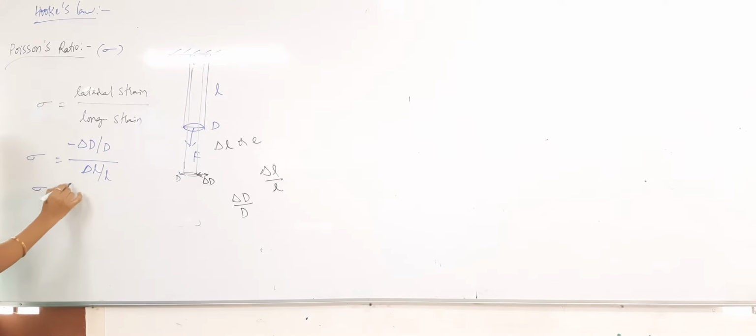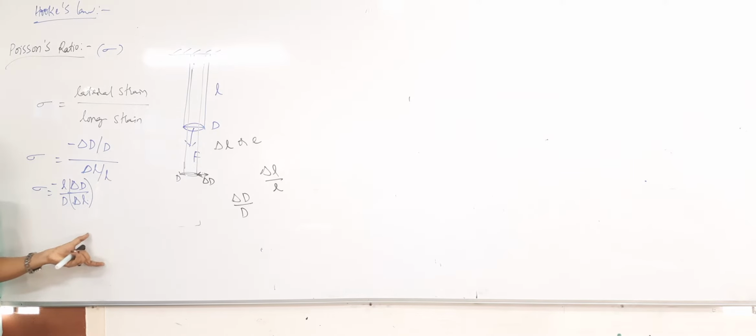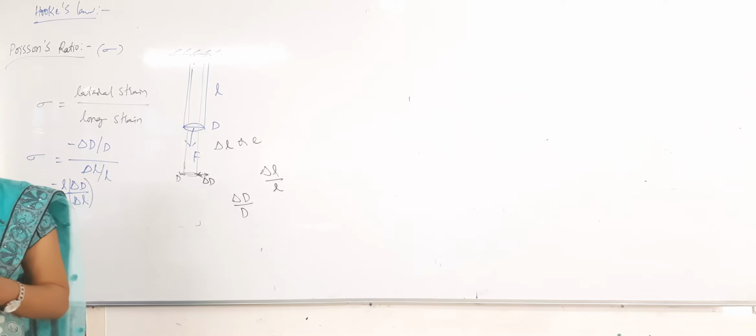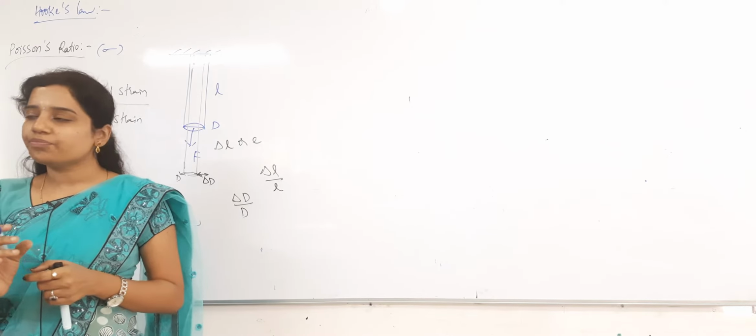So Poisson's ratio is equal to delta D by delta L into L divided by D, with a minus sign: minus L by D into delta D by delta L. So this is a Poisson's ratio, and it will have some practical and theoretical limits. I will tell those, those values are also important. And also the relations between the Poisson's ratio, Young's modulus, bulk modulus and rigidity modulus will be there. Those relations are also important, I will teach that.